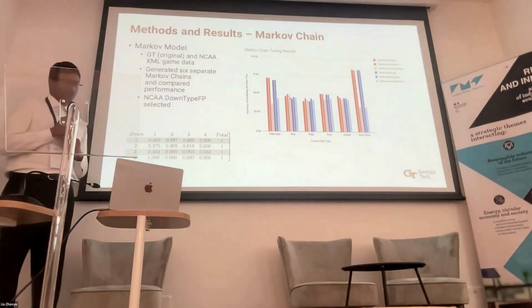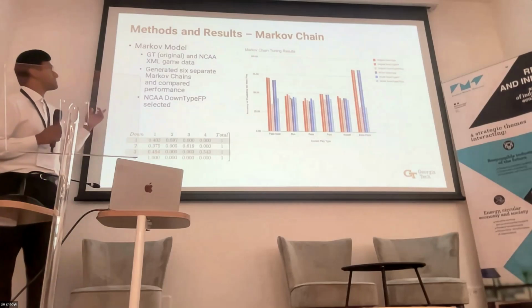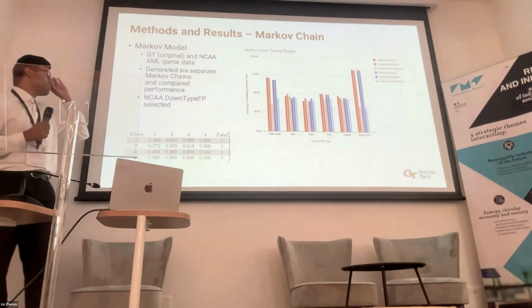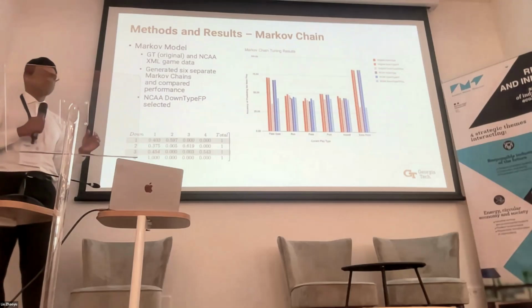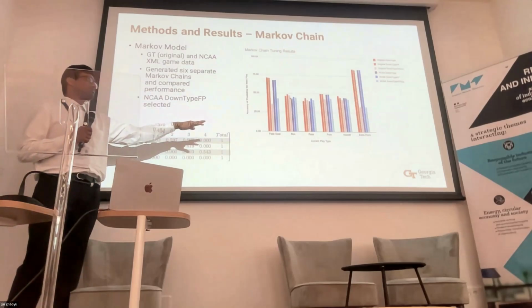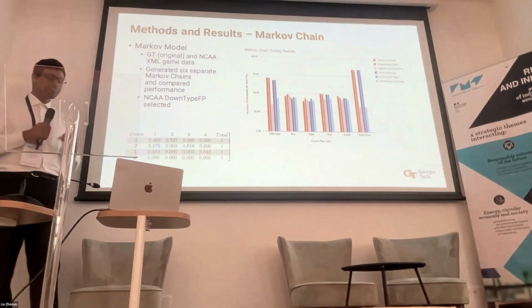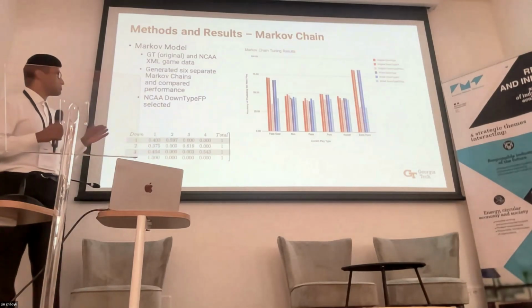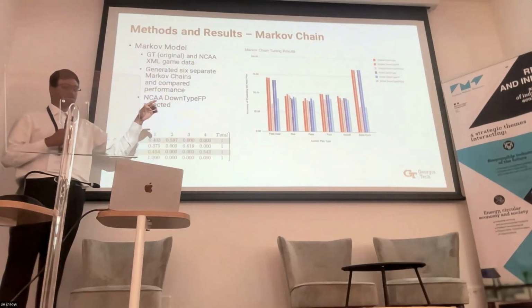The Markov chain was trained using the secondary data set that I just talked about, the XML files from that. Our team generated 6 different Markov chains and compared the performance between them. The blue ones you see here are from the non-Georgia Tech games, and the orange ones are from the Georgia Tech games. Our team determined that the best performance was given by the down type field position. FP stands for field position.